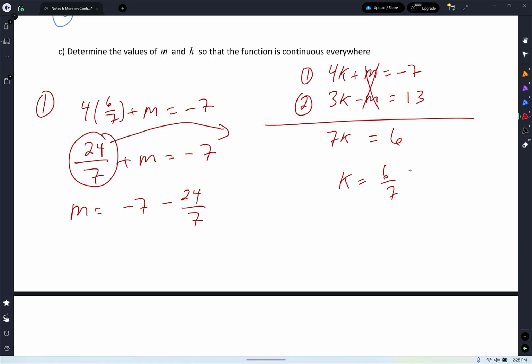And now all I'm going to do is get a common denominator. So m equals -49 over 7 minus 24 over 7. 49, 59, 69, and then 4, so 73. -73 over 7. I know some of you are faster than me when it comes to adding. I do it in pieces, as you just saw.